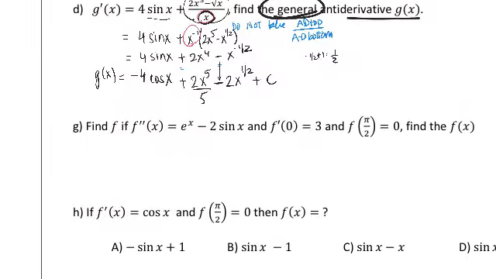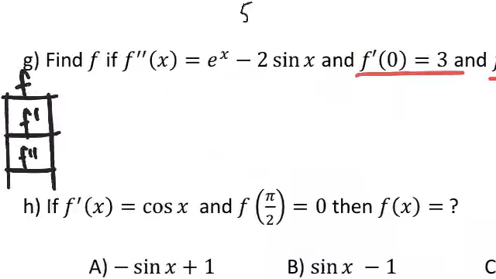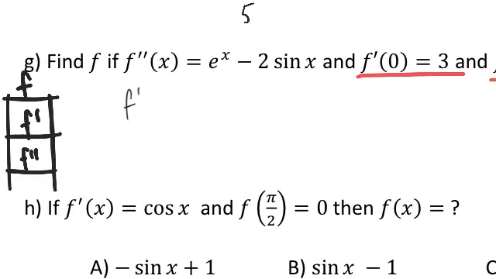Okay, this guy here, we're going up twice, going up the ladder 2 times. So if you have f double prime and you take an antiderivative, you get f prime, and the antiderivative of that is going to be f. So the question says find f, and it gives us 2 conditions, so that at each stage of going up the ladder, you can find the constant, right? So first, let's go up the ladder once from f double prime to f prime, and so you would get this, f prime is e to the x plus 2 cosine x plus c.